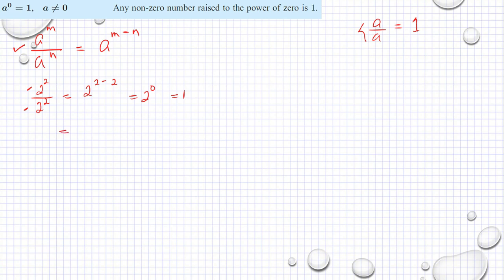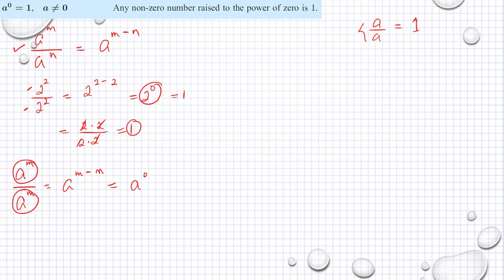Another proof is that 2 raised to 2 is 2 times 2, and 2 times 2 divided by 2 times 2 is 1. So 2 raised to 0 is equal to 1. And this applies to any number. For example, a raised to m divided by a raised to m is a raised to m minus m, that is a raised to 0. When the numerator and the denominator are equal, you always have 1. This is a little bit abstract for many of my students, so be careful with this.